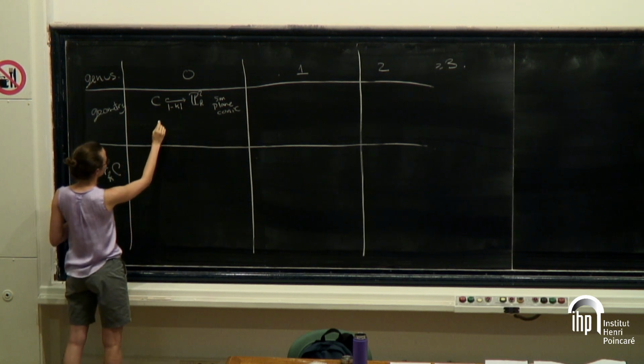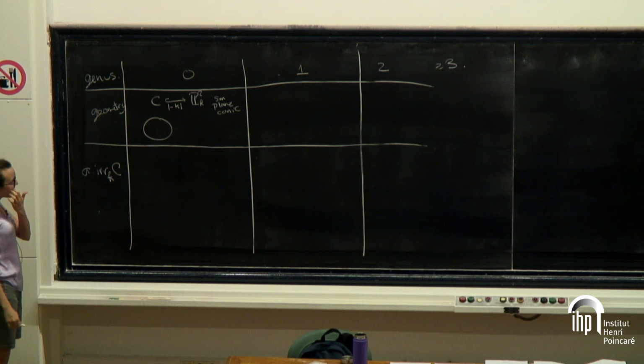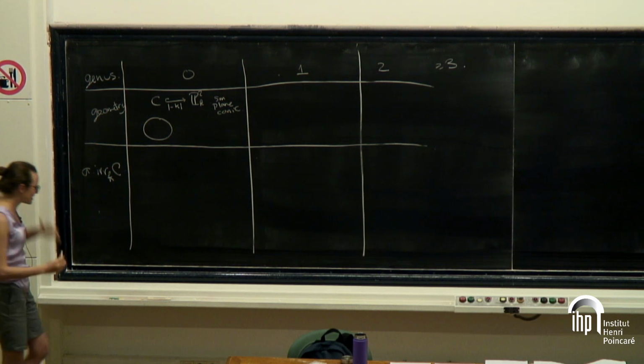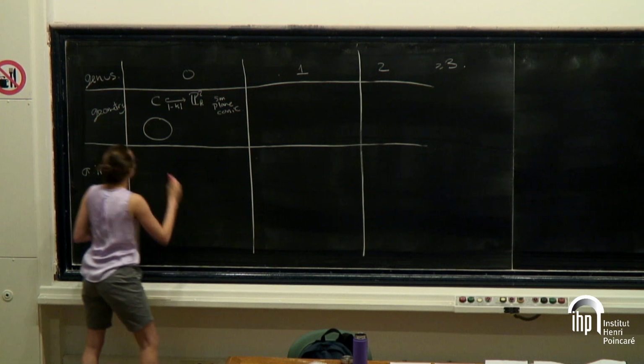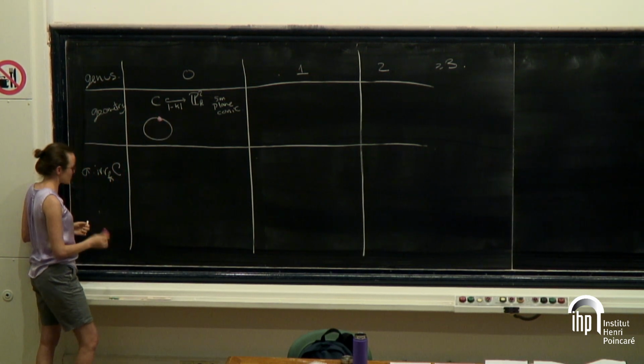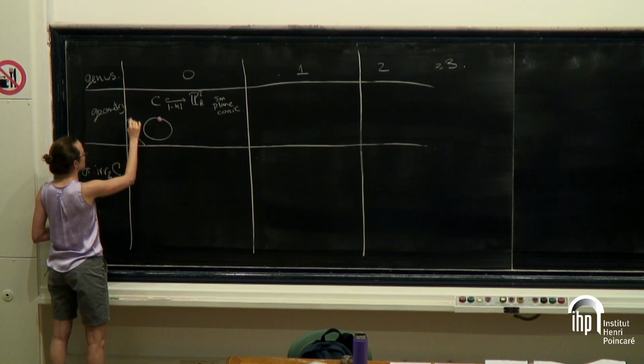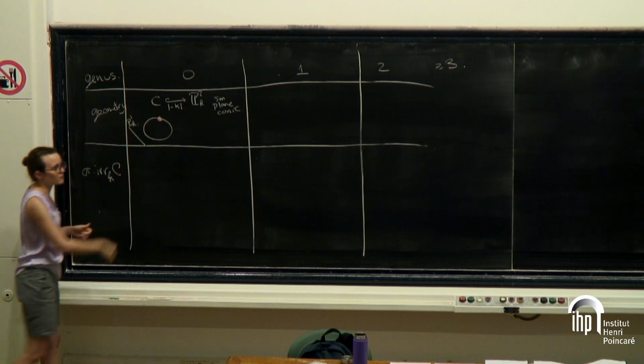So here is my cartoon picture of a smooth plane conic. And now there are two possibilities. The first possibility is that I have a rational point on my conic. So if I have a rational point on my conic, I can use that to project to any line in P2, which is P1 over the ground field.